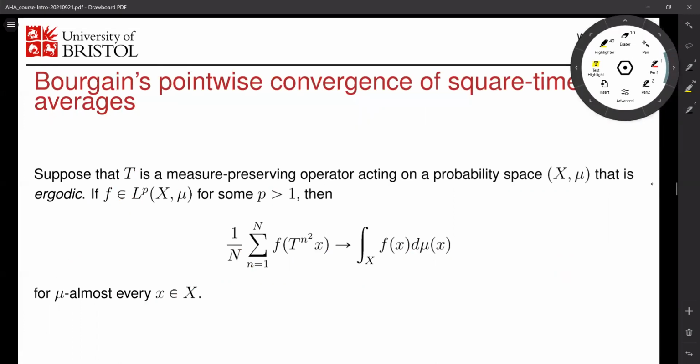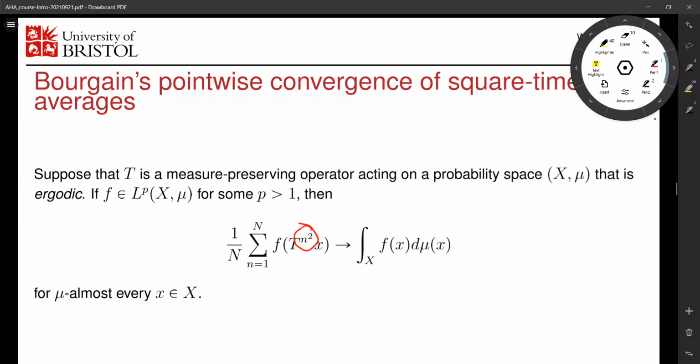Furstenberg posed a problem in the 80s, asking if you look at square time averages, where I replace T to the n by T to the n squared, so I look at the first time, the fourth time, the ninth time, and so on, and I have these big growing gaps between my samples, do you still get convergence of those time averages to your space average? Surprisingly, you actually do. Bourgain was able to show this in the 80s.